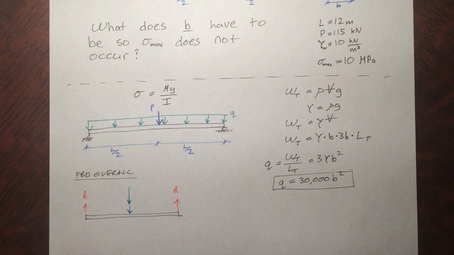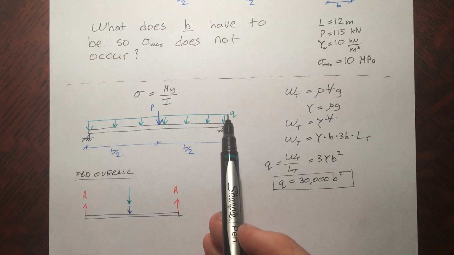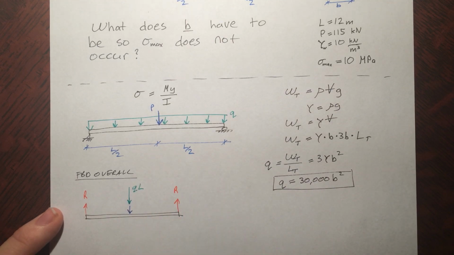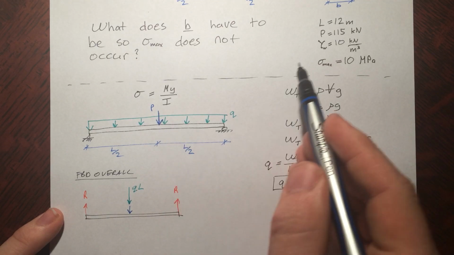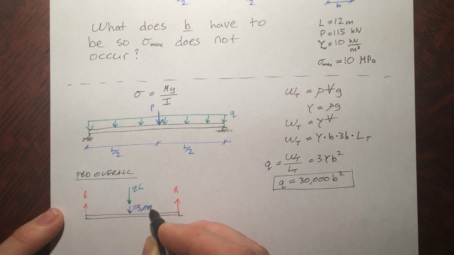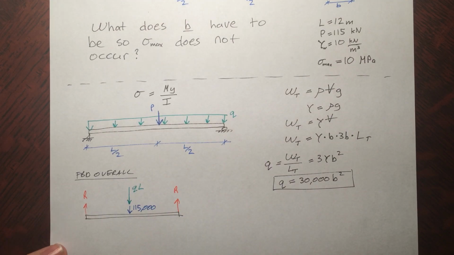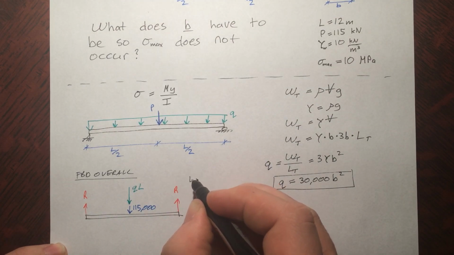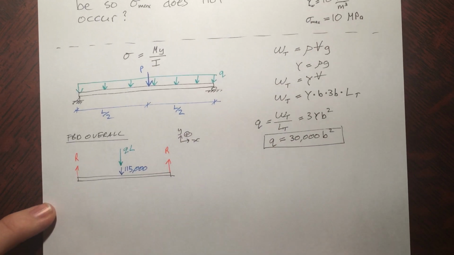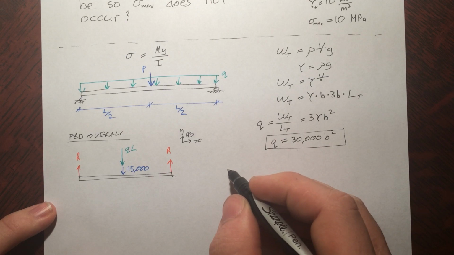Alright, now the magnitude of the force is the force per length times length, so it's just going to be Q, which we found, times L. And this force here, P, we have given it a value, 115 kilonewtons. Let's put that in terms of newtons. And taking our dimensions to be like this, we can sum up the forces in the Y to find the reaction.